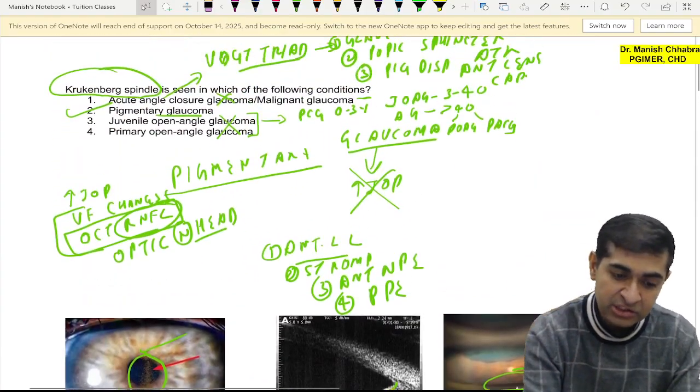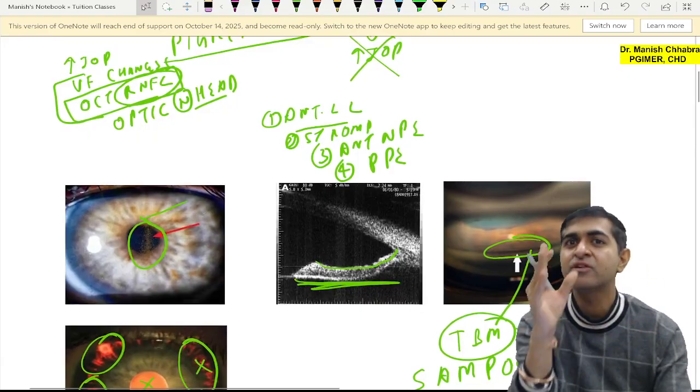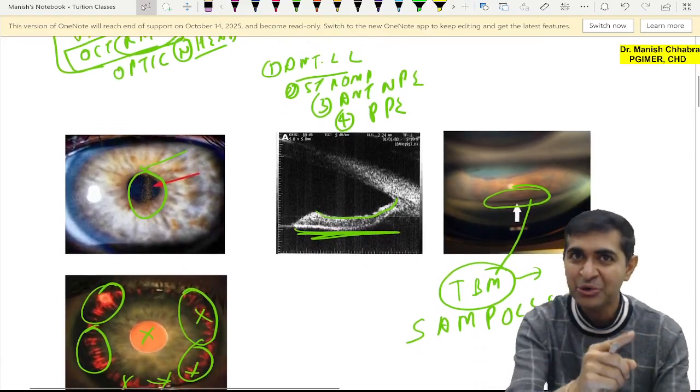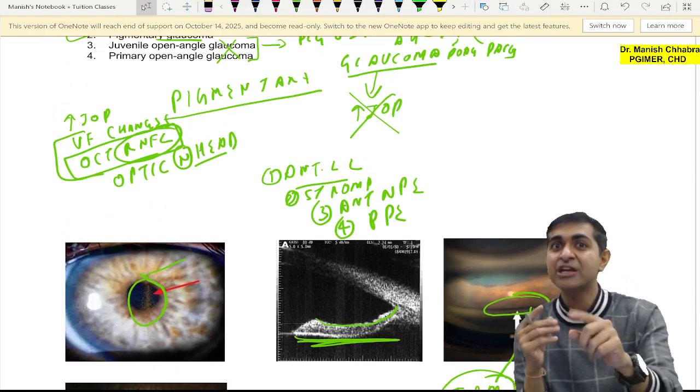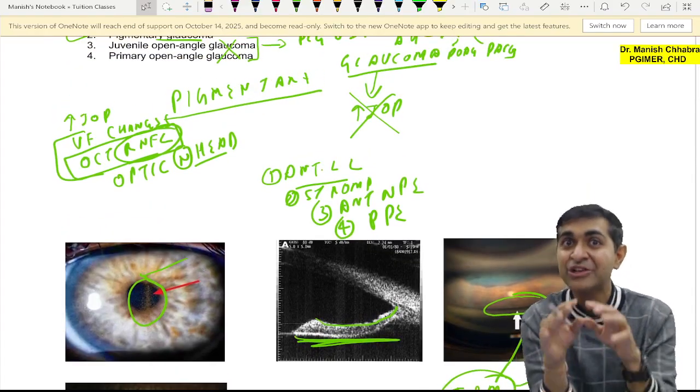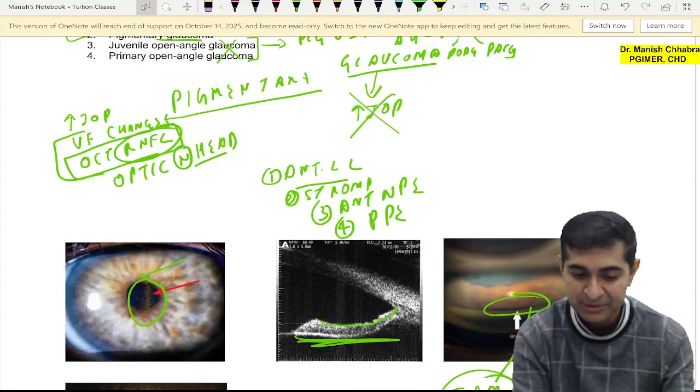But we know the answer. The answer is pigmentary glaucoma or pigment dispersion syndrome, whichever would have been the answer. Please let me know how many of you got this correct. So it appeared to be a single liner, but it was not actually a single liner. There was a lot of concept which was involved behind this question.